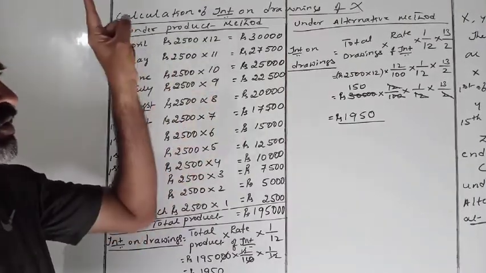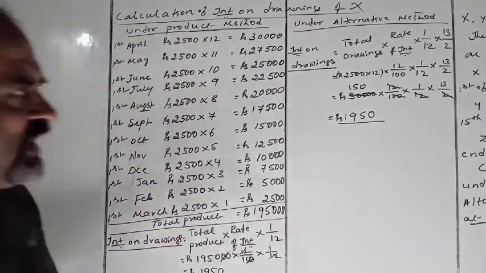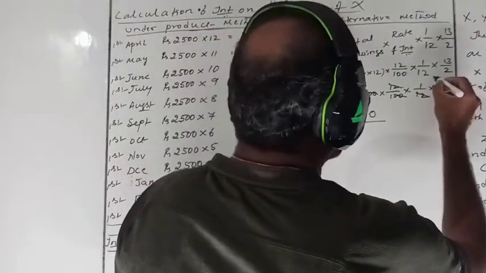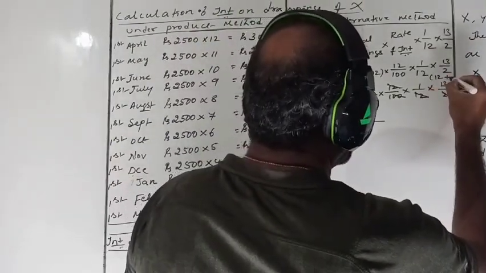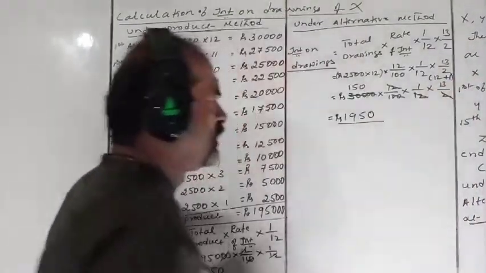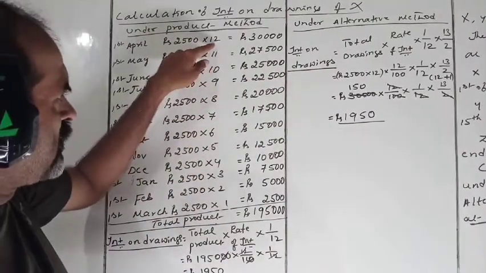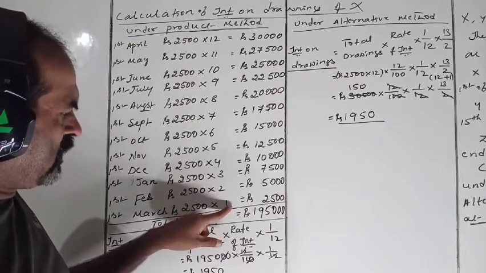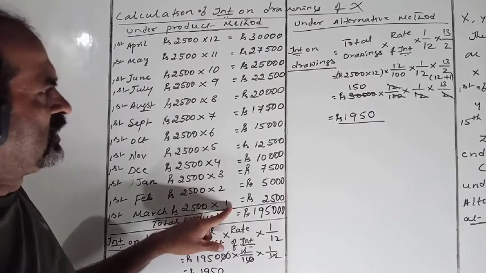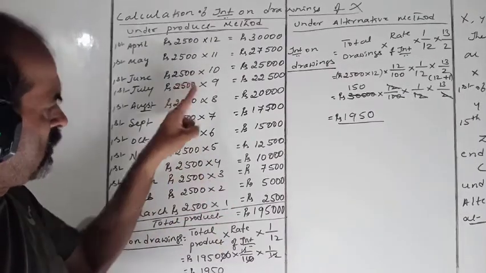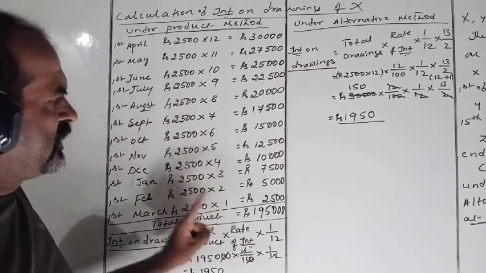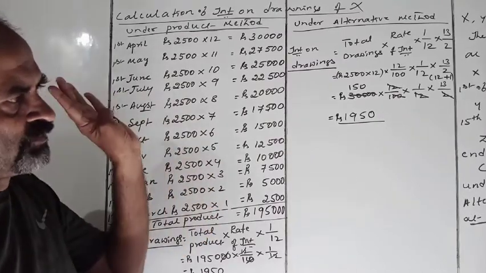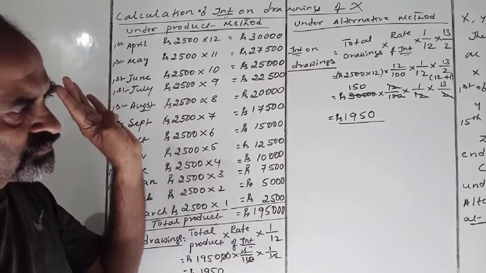How did 13/12 come? The maximum is 12, the minimum is 1. That is, the maximum number of months utilized by X is 12 months, the minimum number of months utilized by X is 1 month. That should be the average. 12 plus 1, that is 13 divided by 2. That is the answer. Any doubt?